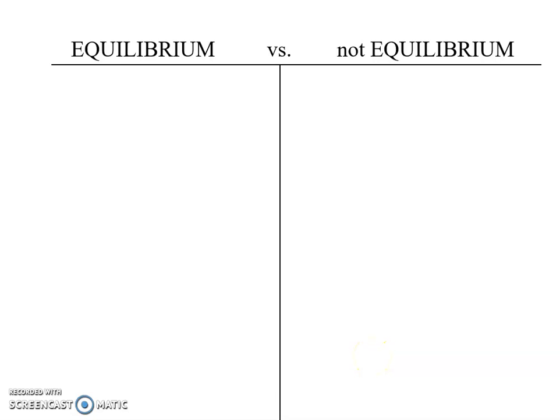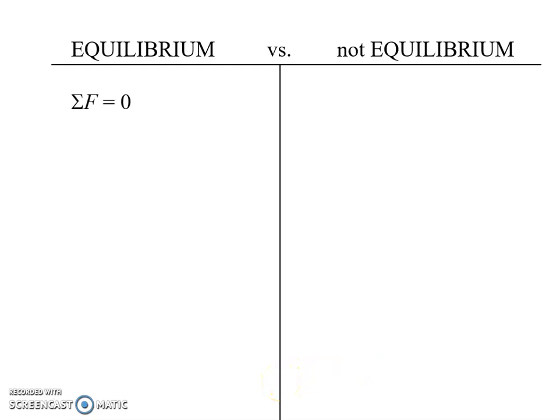So let's explore the idea of equilibrium versus not equilibrium. Let's create a little side-by-side chart in our notes. There's no good physics word for not equilibrium. It's not disequilibrium or unequilibrium. It's just not equilibrium. And the state of an object being in equilibrium is that the net force equals zero.